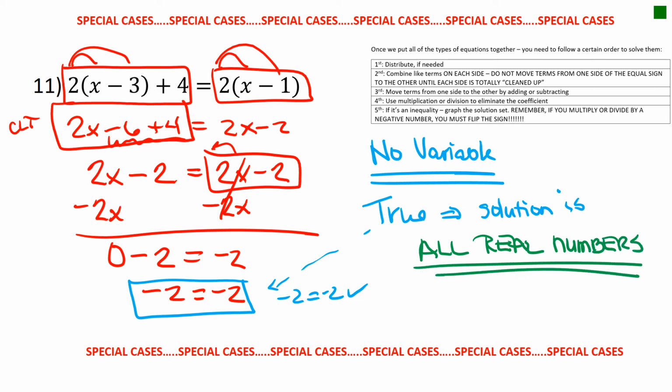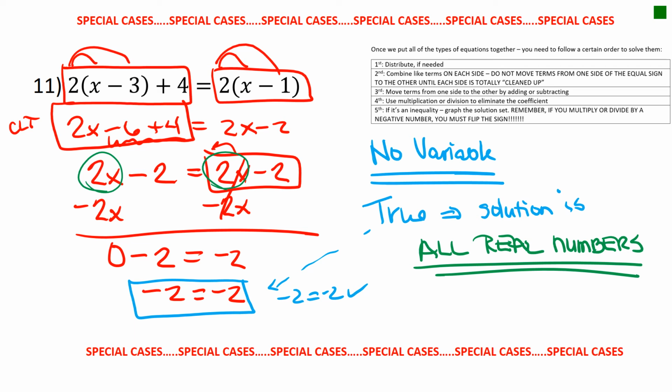What that means is any number in the world will go in for x and your left side will equal the right side. Here's why. Because no matter what x is, you're going to multiply it by 2 and subtract 2. You're going to multiply it by 2 and subtract 2. You're going to get the same answer every single time.